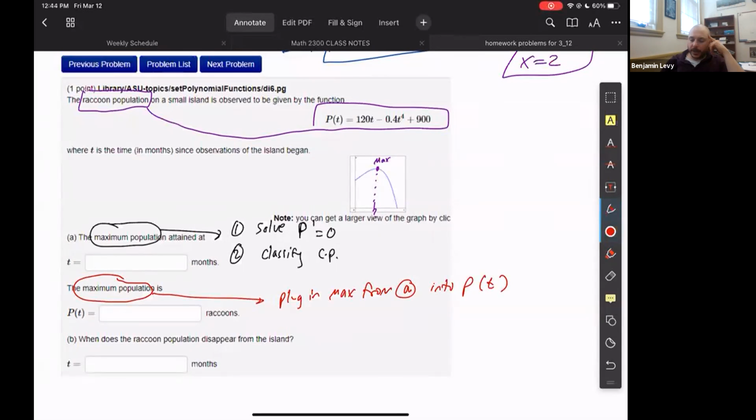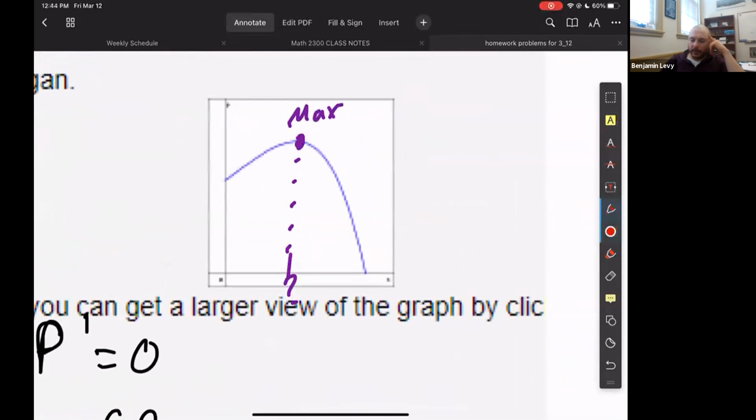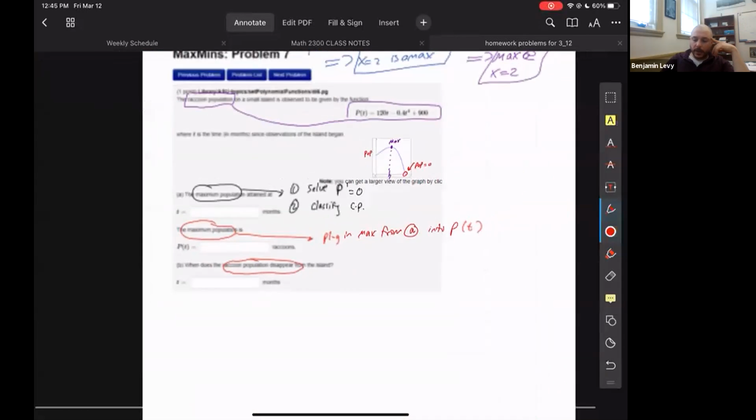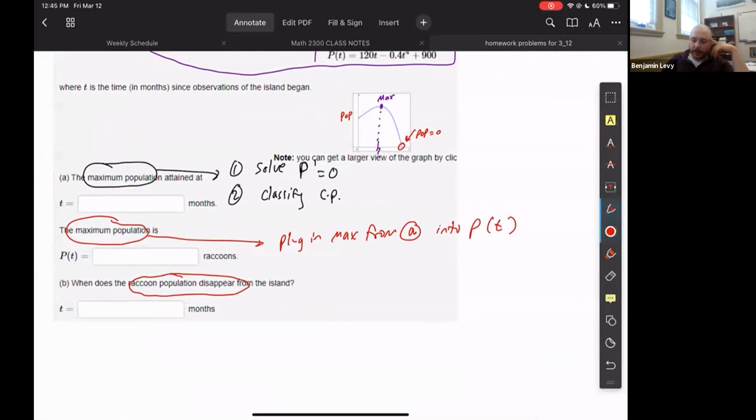And then the third question is asking, when does the population go away? When does that happen in this graph? If this is the population on the y-axis, when is it 0? When y equals 0? Yeah, down here, right? So the population equals 0 where the y value equals 0, exactly. And so if we want to know where the population disappears, we just want to solve p equal to 0.